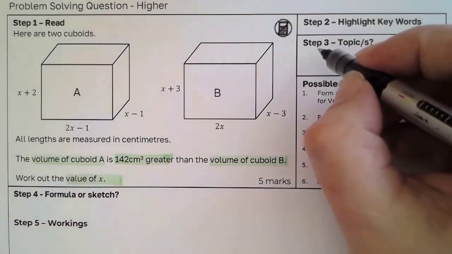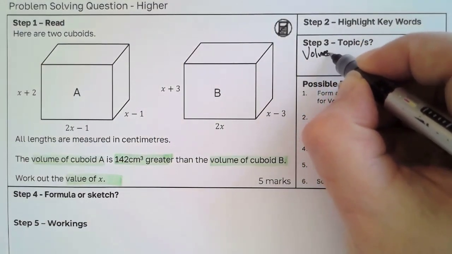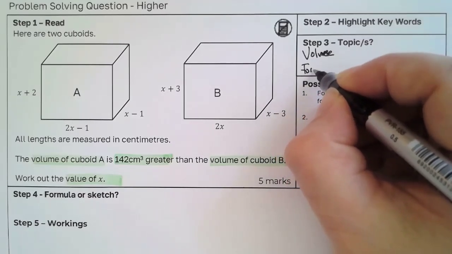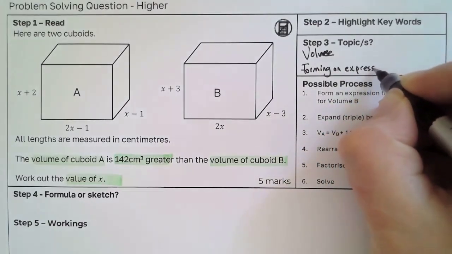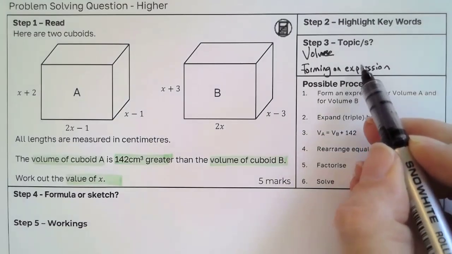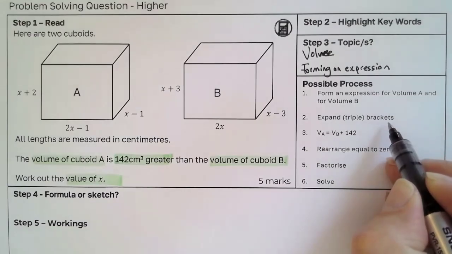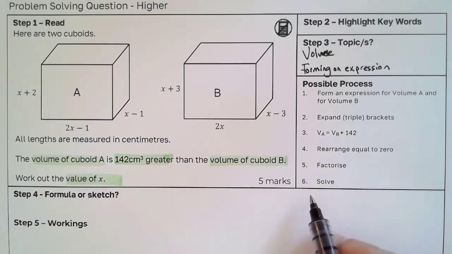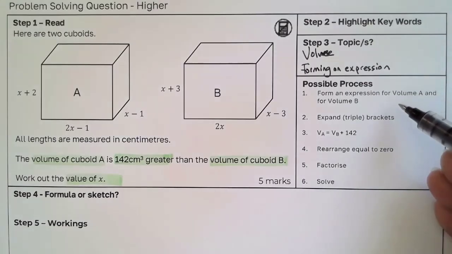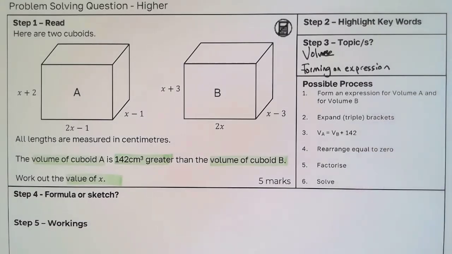Now, this question has actually got a lot of different topics. Its volume, forming an expression. They're the ones that are more obvious from the beginning, but it's also expanding triple brackets, rearranging formulas, rearranging equations. You have to factorize a quadratic and you have to solve a quadratic as well. So there are actually a lot of different topics and processes required to answer this question.